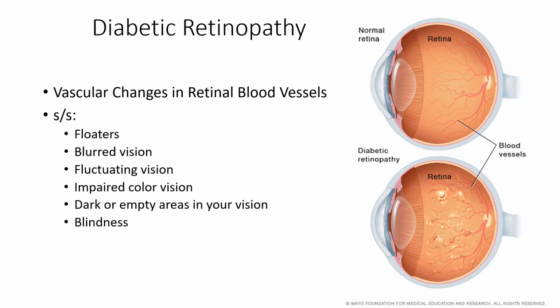Your signs and symptoms here: they're going to complain of floaters, blurred vision, fluctuating vision, impaired color, dark or empty areas in their vision, which goes back to those floaters. And it could lead to blindness. This is usually seen in both eyes.